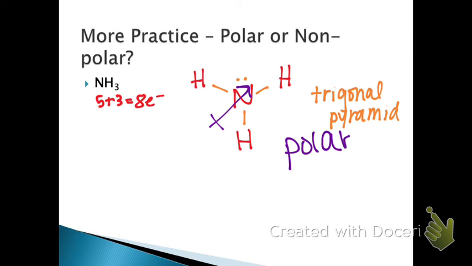You will also start to see trends with the shapes of molecules. All trigonal pyramid molecules are polar. All bent molecules are polar. I say all, but 99.8, whatever percent. You'll start to see trends. Tetrahedral molecules are not polar usually. Usually. But you're going to start seeing some trends as we go through that.